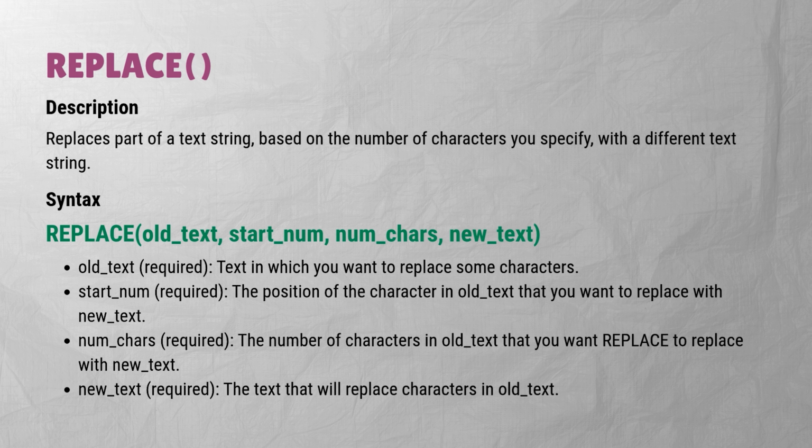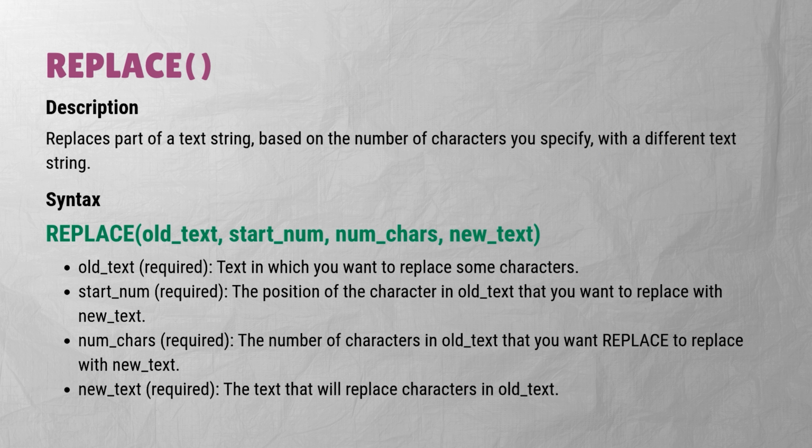Next, we have REPLACE, which essentially helps us to replace part of the string, based on a number of characters that we specify, with a different text string. It takes 4 parameters. We have the old text, so this is the cell where we want to replace characters. We have the start num, which is the position where you want to start replacing, and the number of characters that we want to replace. Essentially, REPLACE doesn't care about the characters themselves. It just cares where it starts and how big of a chunk we want to replace, and it's going to replace it with the new text that we provide.